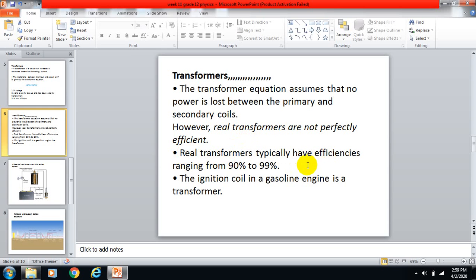Real transformers typically have efficiencies ranging from 90 to 99 percent. What does that mean? It is less than 100 percent. Why? Because the loss is there, as I told you.